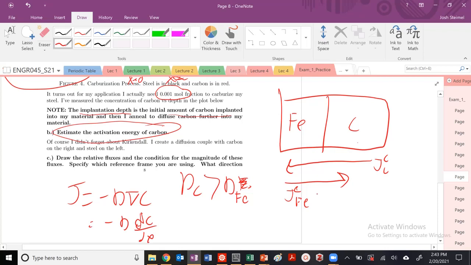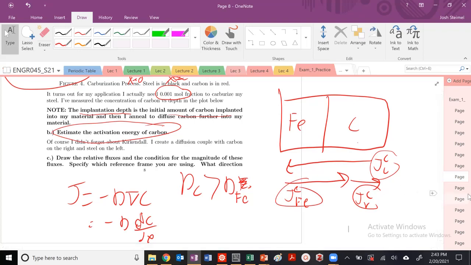And what is our condition in the C frame? Vacancies have to move in this direction. So flux, vacancies, C frame. I need this flux and this flux to sum to equal 0. So those are my relative fluxes. I'm using the C frame. What direction, and what's going to happen here?